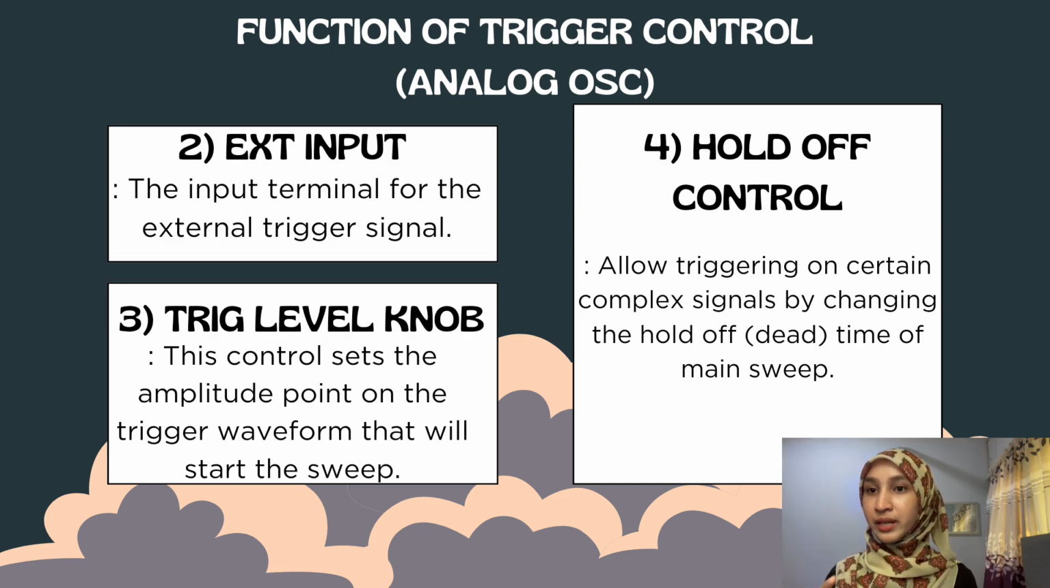Okay, number 2 is EXT input. The input terminal of the external trigger signal. Number 3 is the trigger level knob. This control sets the amplitude point on the trigger waveform where the sweep will start. Number 4 is hold off control. It allows triggering on certain complex signals by changing the hold off time of the sweep.